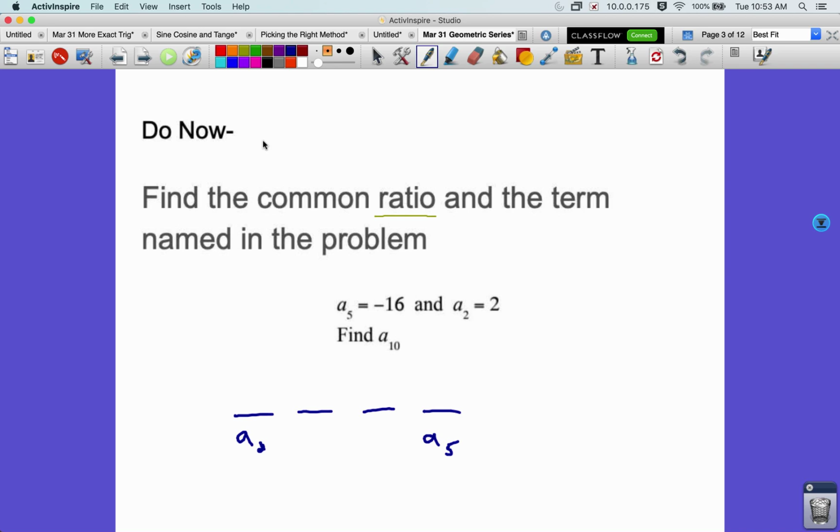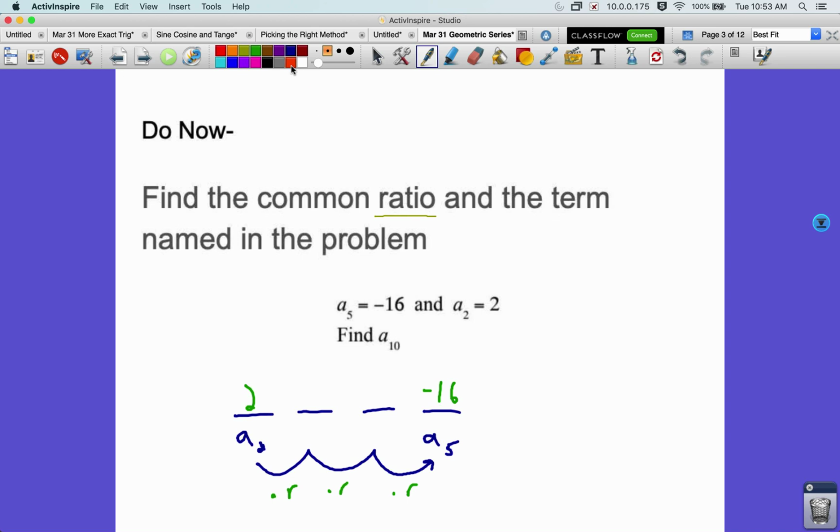All right, so to get from a sub 2 to a sub 5, we need to make 1, 2, 3 steps. You'll notice it's always going to be the difference there, but sometimes we add 1, so I still think the picture is really useful here. That means I'm getting from this term to this term by multiplying by the same common ratio 3 times.